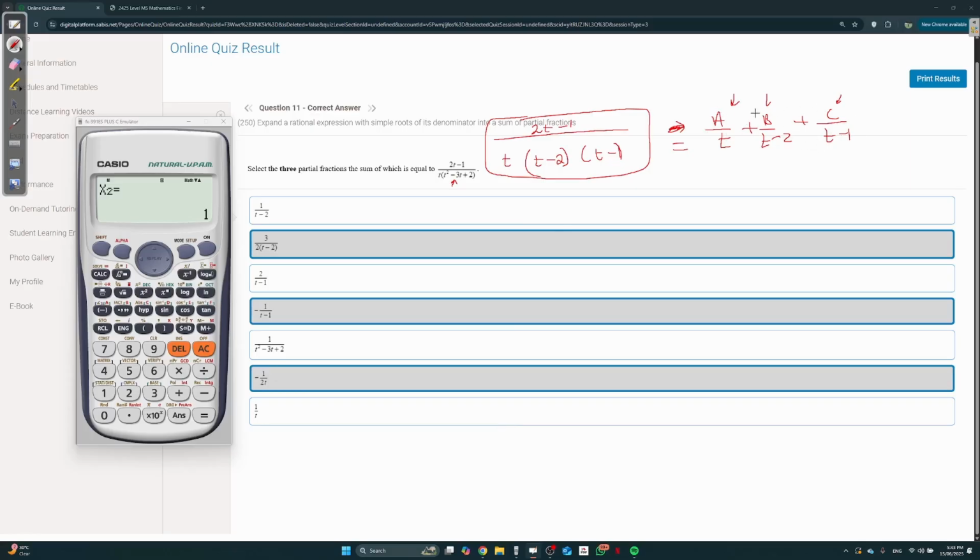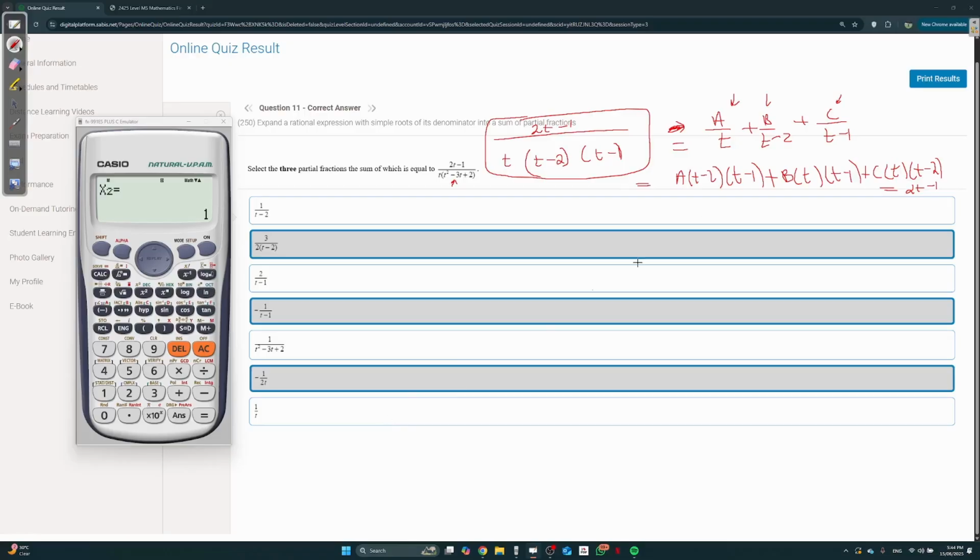We know that the numerator here should be equal to the numerator here. So let's form our equation. What do we need here? For A, we have t in the denominator. We still need a t minus 2 and a t minus 1. So A times (t minus 2)(t minus 1), plus B. We already have the t minus 2, we need a t and a t minus 1. So B times t times (t minus 1). For C, we have the t minus 1, we need the t and t minus 2. So C times t times (t minus 2) equals the original numerator, which is 2t minus 1.